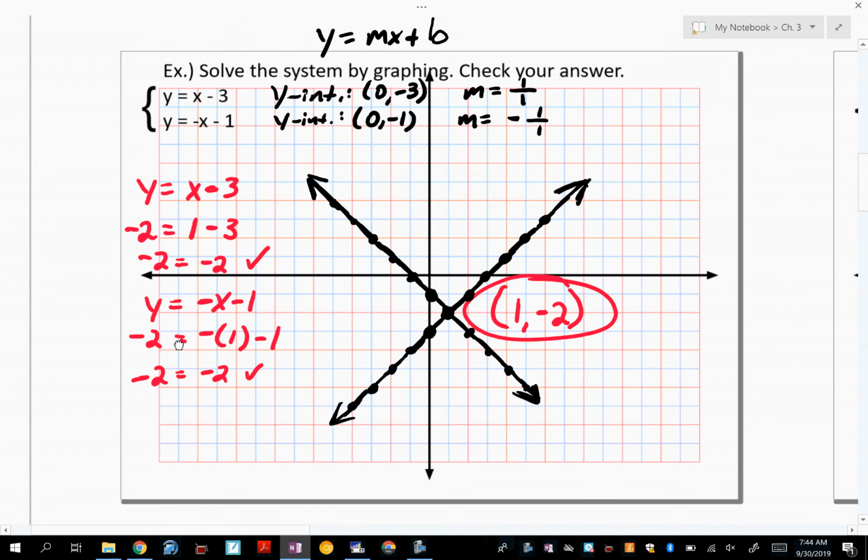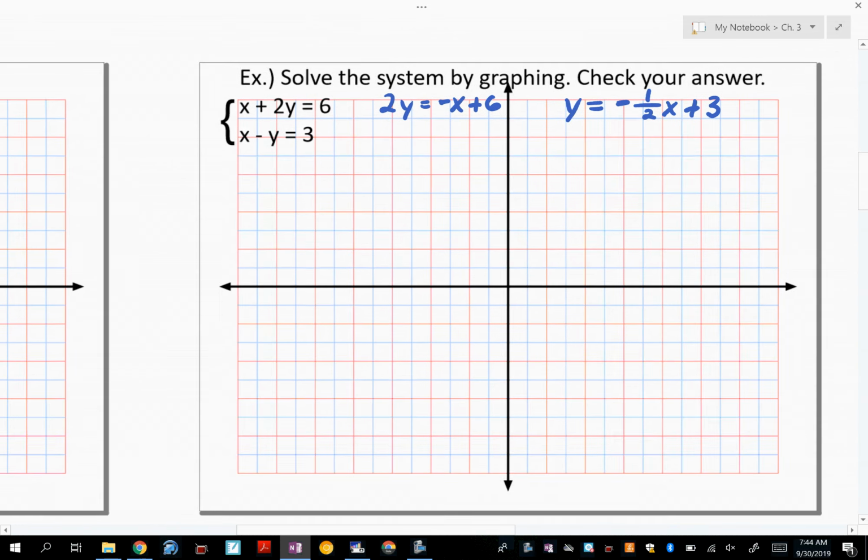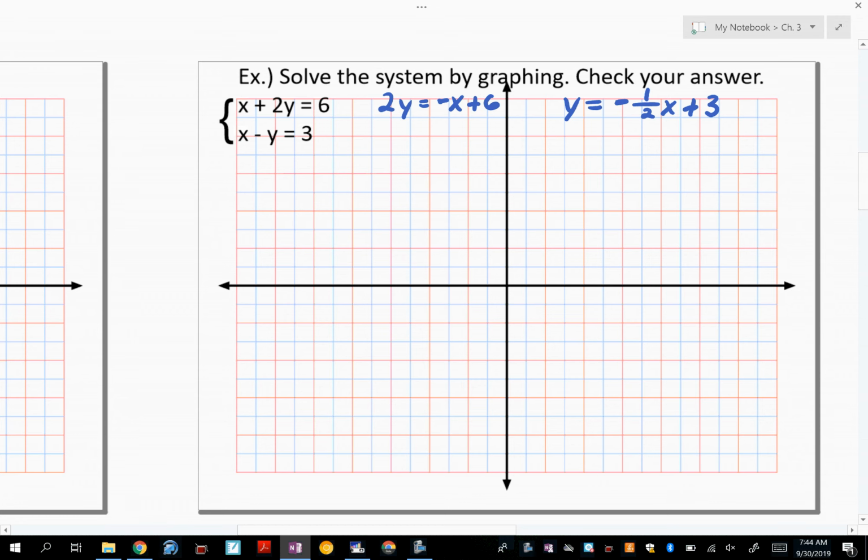That's a good question. Okay, awesome. That was just the first one. Let's do the second one. Do you see how it's a positive x here? So when I move over this positive x, it's going to be negative x. Now be careful. There is a subtraction sign in front of the y, so my y stays negative. Equals negative x plus 3.